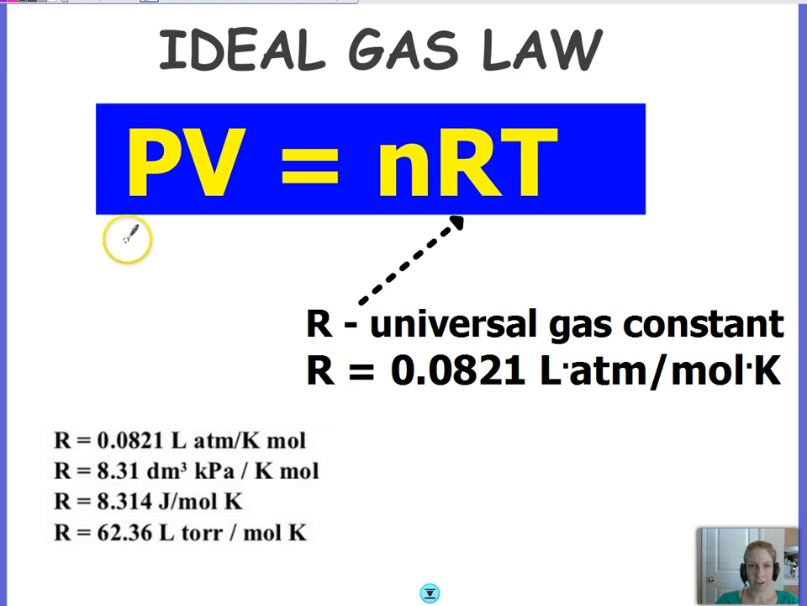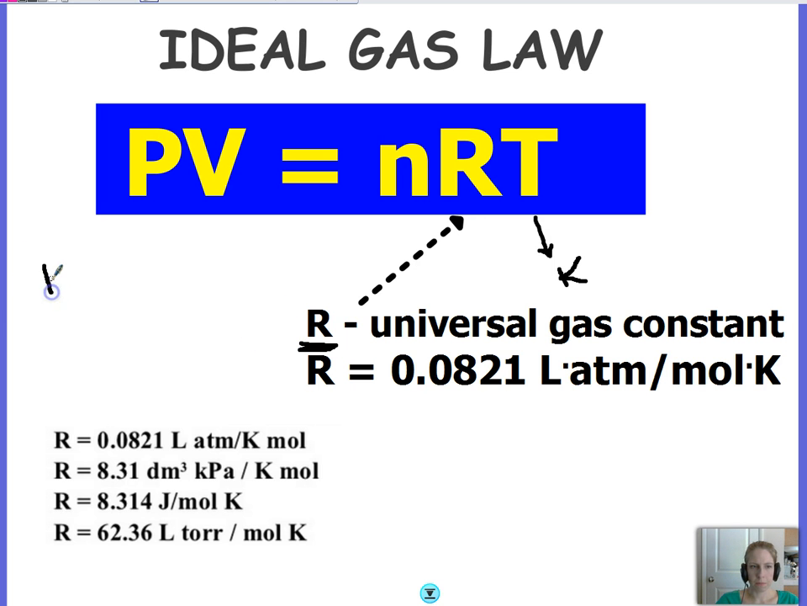So here we have our ideal gas law. It's PV equals nRT, with P being pressure, V is our volume, n is our moles, R is the universal gas constant, so we'll talk about that in a sec, and T is our temperature in Kelvin. Always, always, always in Kelvin.